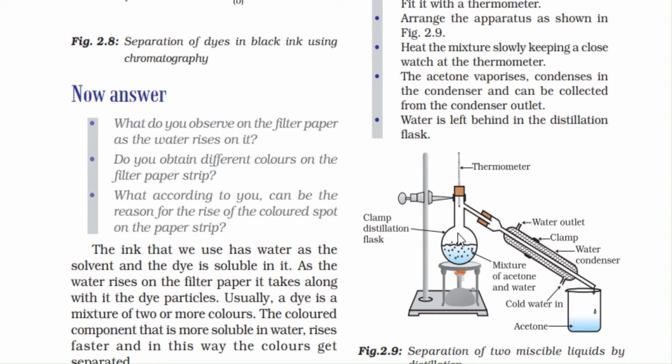The acetone will vaporize and come through this chamber, and it is directed to the beaker. Now there is a jacket. This shaded area is the jacket where cold water is flowing. Cold water is inserted here, and from here the cold water comes out. So the vapor of acetone will condense and convert to liquid again, and we can collect it in the beaker. Acetone vaporizes, condenses in the condenser and can be collected from the condenser's outlet. Water is left behind in the distillation flask.